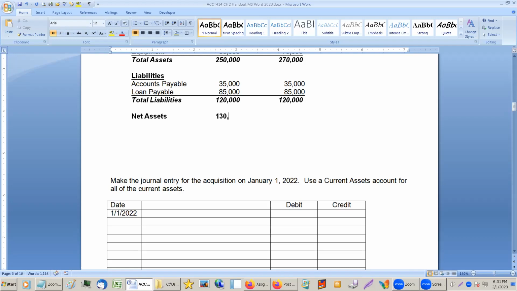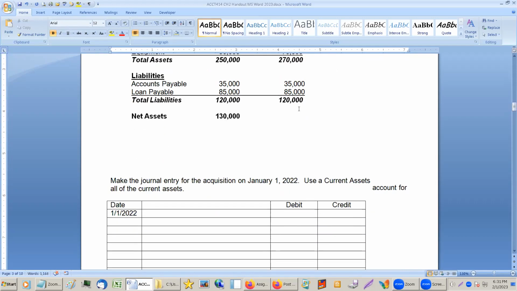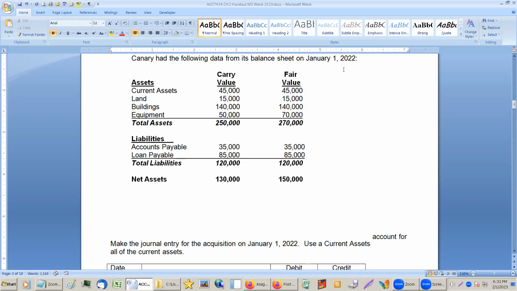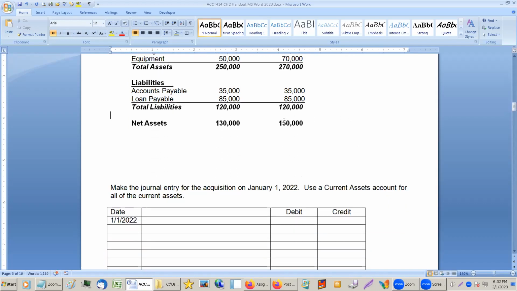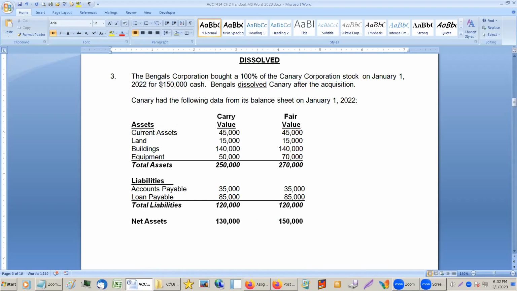So 130 for the book values or the carry values. And 270 minus 120, I had the wrong 150. 150 was actually what it should have been down here. Who made this stupid handout? All right, so this is 150. This is how we got it, buying it at the fair value.